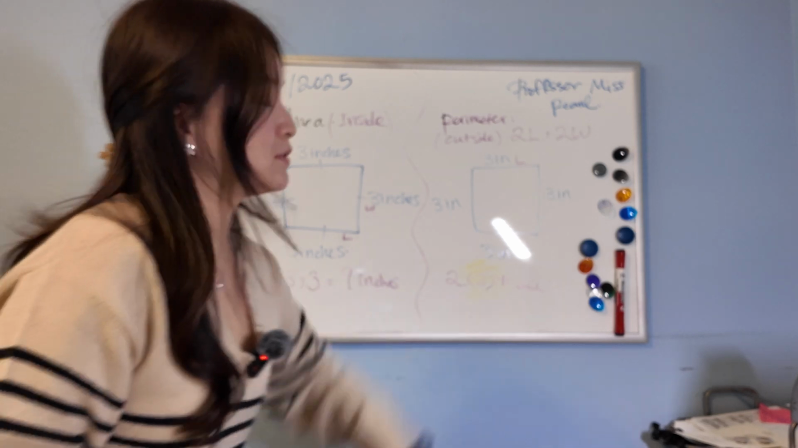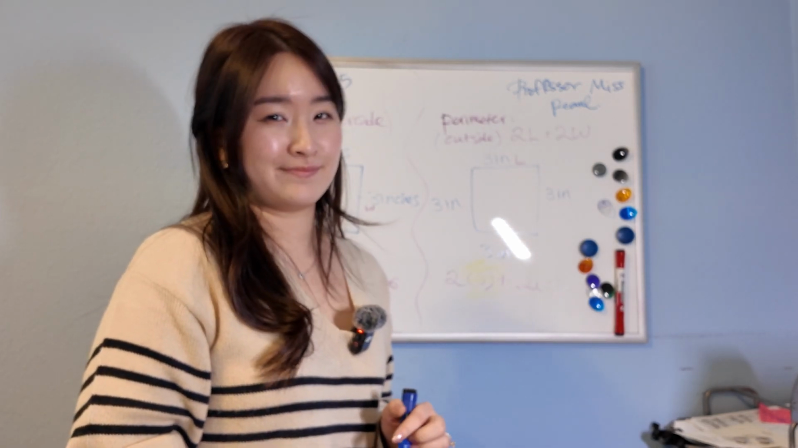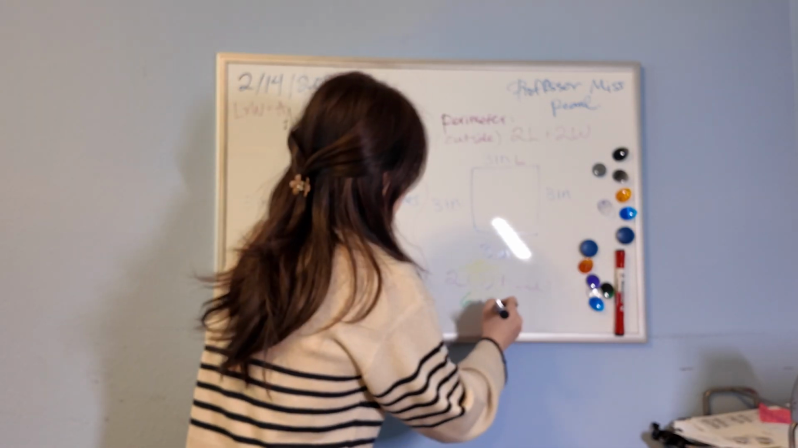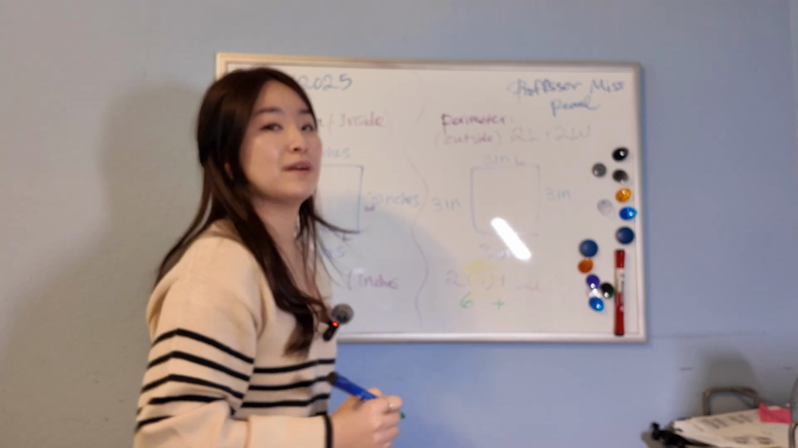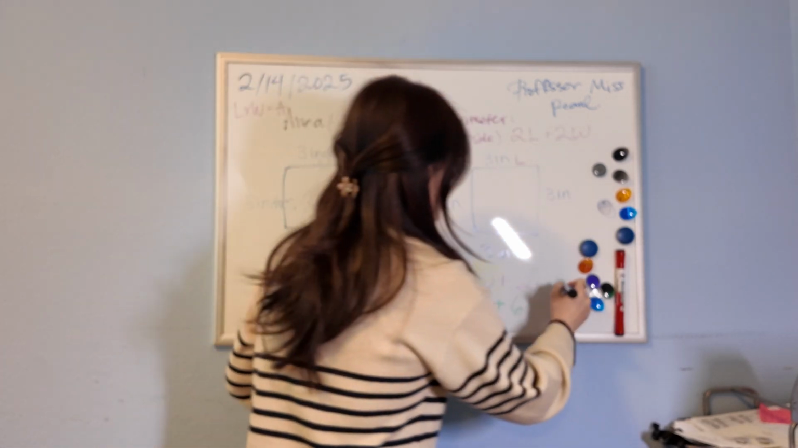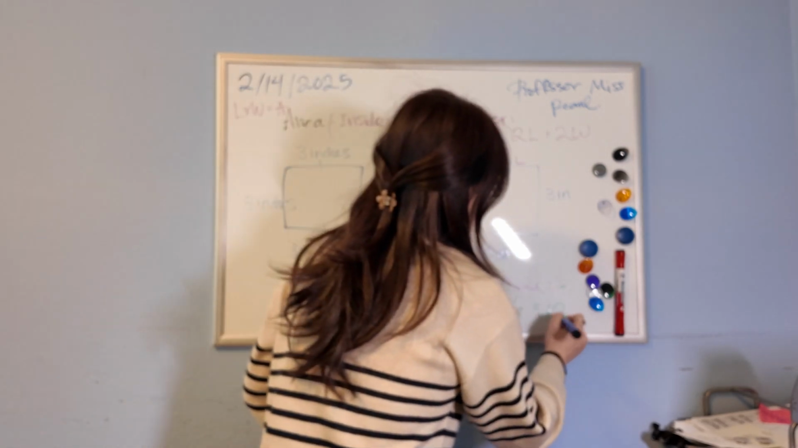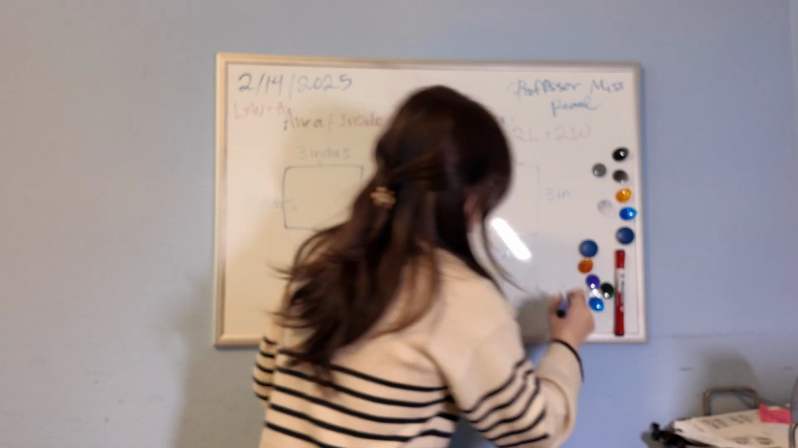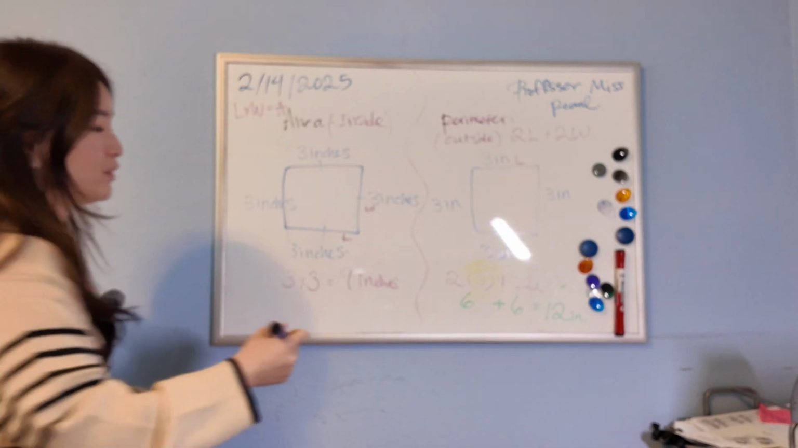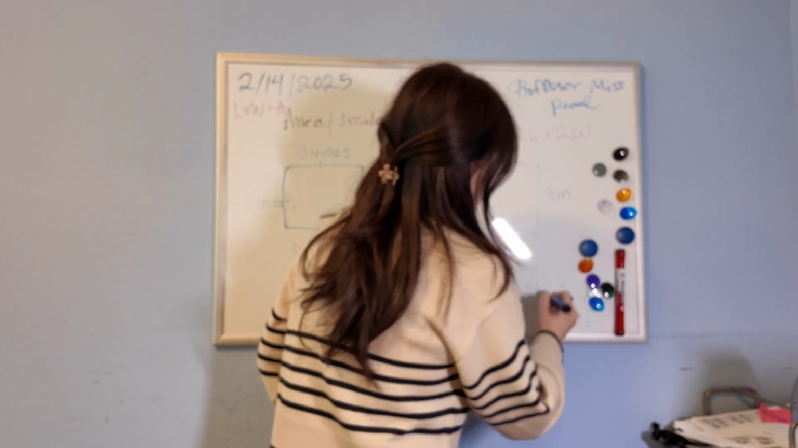Okay, so let's take a look at that. 2 times 3. Can anybody tell me what 2 times 3 is? 6, right? What is 2 times 3 as well? Also 6. We're going to add those up together. 6 plus 6 is 12. 12, don't forget, inches. Right, so since we have 12 inches, what do you notice about the area versus the perimeter?